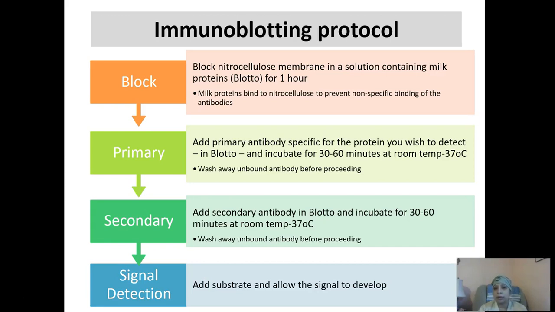So just to recap, once you do the transfer, you're going to do a Ponceau test, remove that Ponceau stain, and then you're going to block your nitrocellulose membranes in a solution containing milk proteins. We call it blotto, for 1 hour. Like I said, the minimum that we want is 15 minutes. Anything more, that's fine. And then we are going to add our primary antibody specific for the protein that you want to detect in blotto.